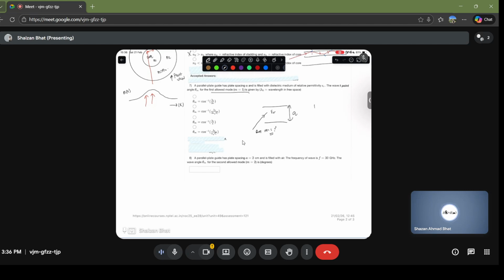Now, as per the condition, k cos theta m times a will be equivalent to m pi, which means it is going to support integer multiples of the wavelength. So exactly the condition is 2 pi. If you write k as 2 pi by lambda, cos theta m times a will be equivalent to m pi, and you get this. So you have cos theta m times a is equivalent to m lambda by 2.